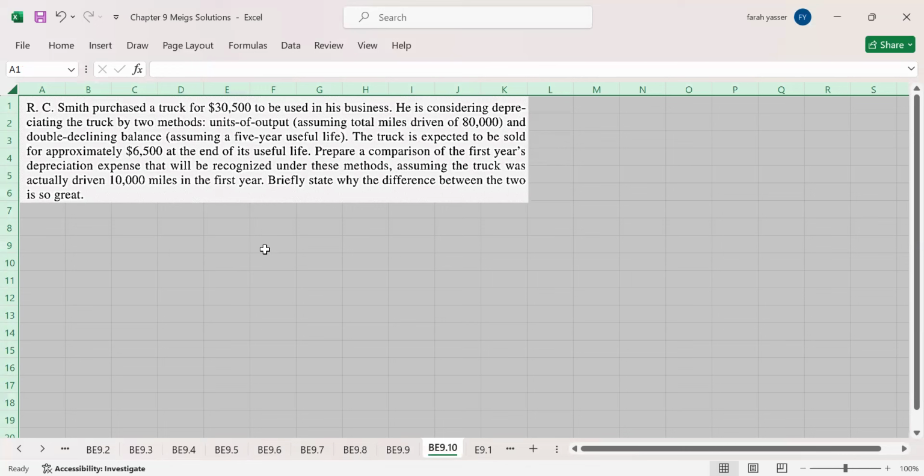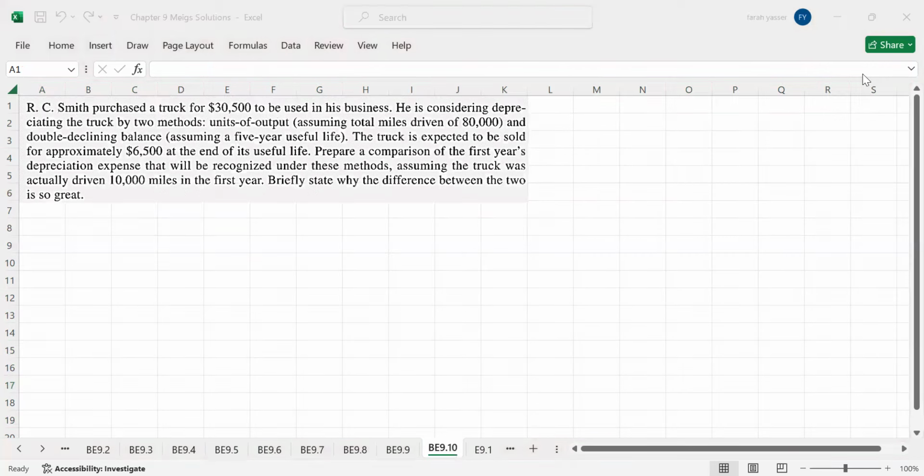In 9.10, again, we will have to compare two different methods. Definitely one would be the unit output method. And the data we have, the cost of the truck is given 30,500. He is considering to charge depreciation under two methods. One is unit output method, and the other is double declining balance method.